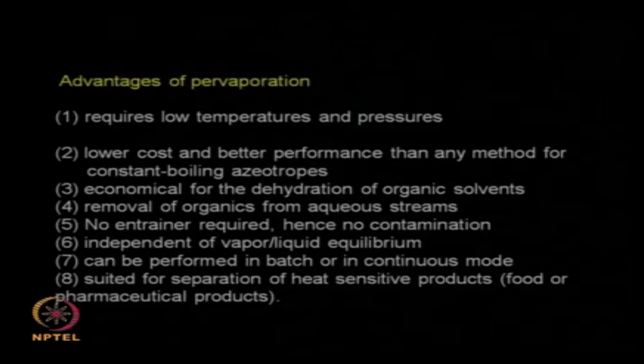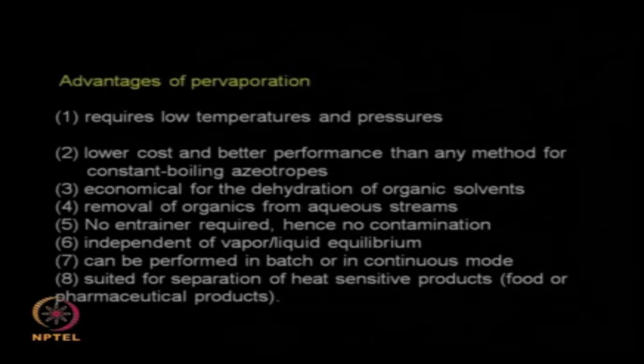Actually many advantages are there. It requires low temperature and pressure because you are using a vacuum and you just need to put in some heat so that the liquid is vaporized. So obviously the temperature of operation is very low. So it can be used for temperature sensitive material, the energy usage is less. So these are the advantages. Now it is very good for separating out azeotropic mixtures.